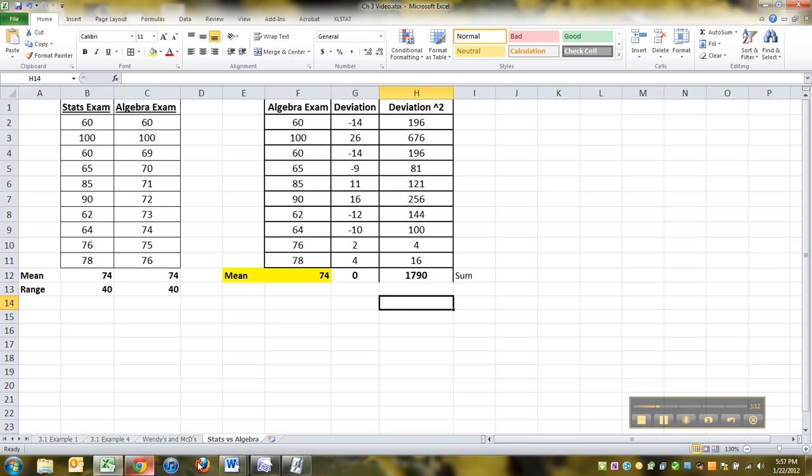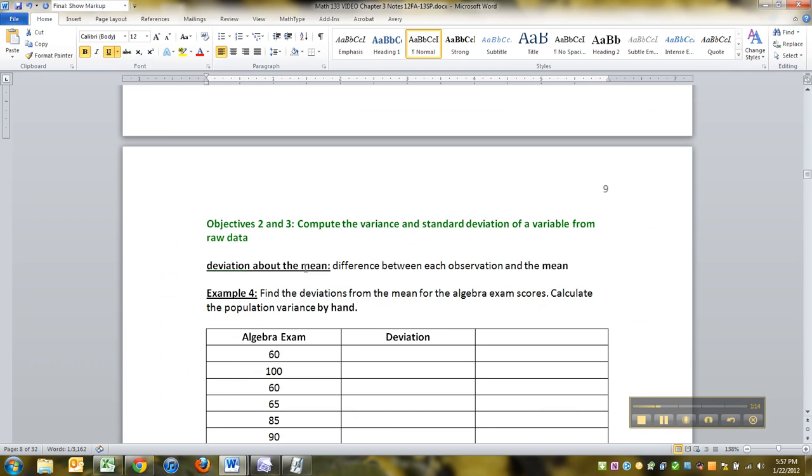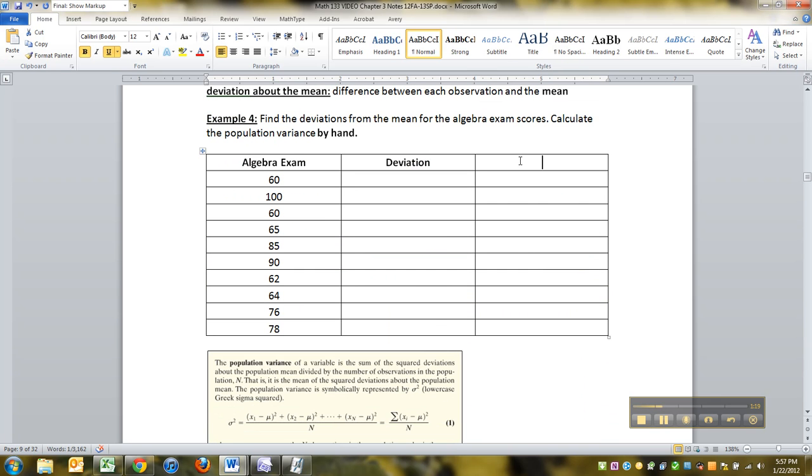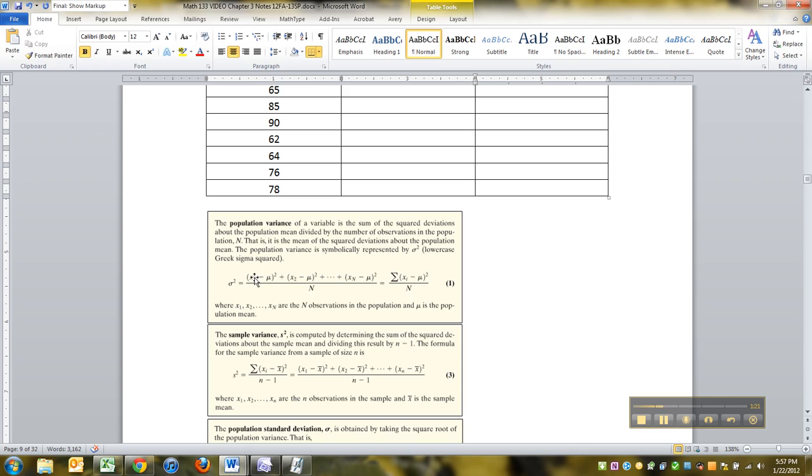Now if you go back and look at the formula for variance, we've actually done quite a bit of it. We found the deviations. We found them squared, which is right here. Difference from mean, square it. Difference from mean, square it. Difference from mean, square it. And then you add them all up. And then you're going to divide by how many there were, capital N.